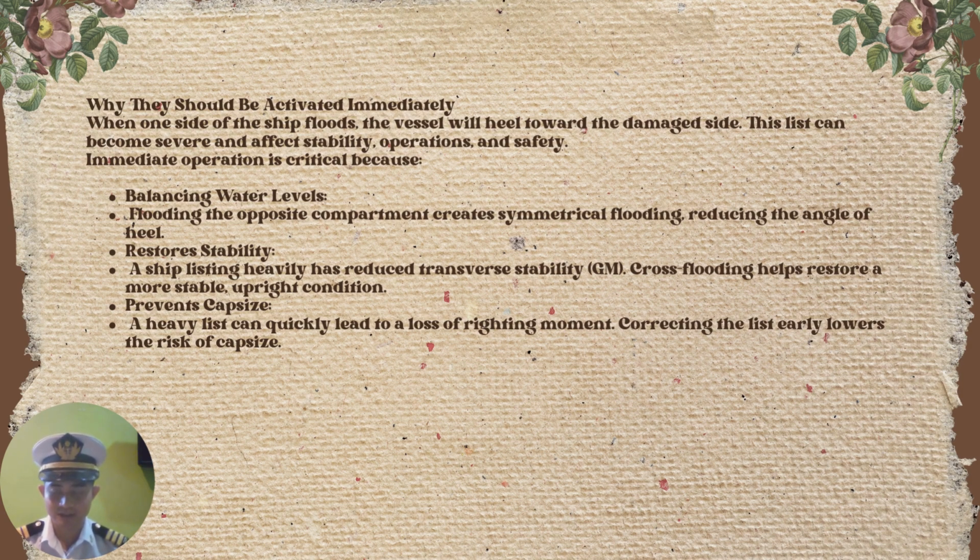Immediate operation is critical because of balancing water level. Flooding the opposite compartment creates symmetrical flooding, reducing the angle of heel. Restore stability. A ship listing heavily has reduced transverse stability. Cross flooding helps restore a more stable upright condition. Lastly is prevent capsize. A heavy list can quickly lead to a loss of righting moment. Correcting the list early lowers the risk of capsize.